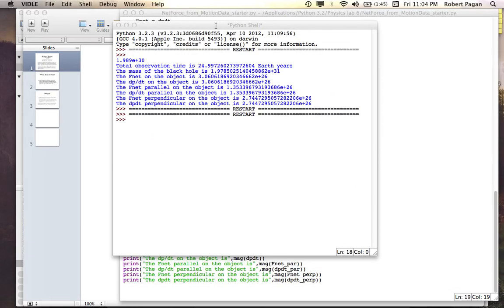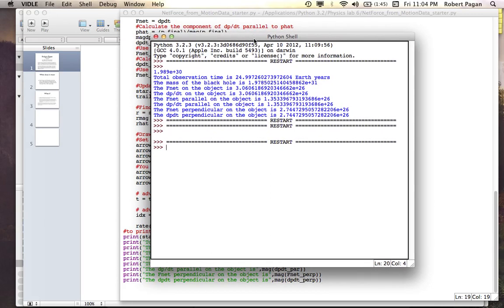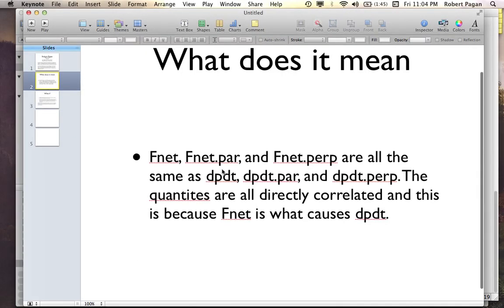But the mass of the black hole is 1.9785 e to the 31. Fnet is the same as dPdt, 3.06. Fnet parallel is 1.35, same as dPdt parallel. Fnet perpendicular is the same as dPdt perpendicular. And so let's look at what that means.